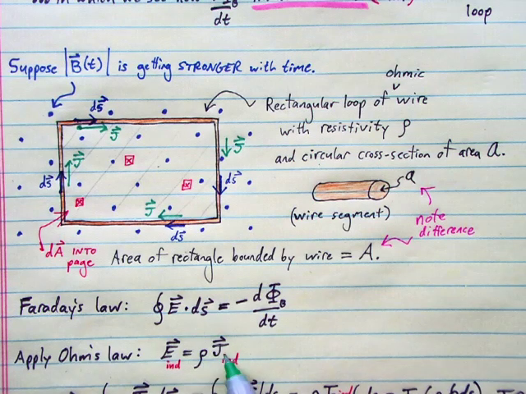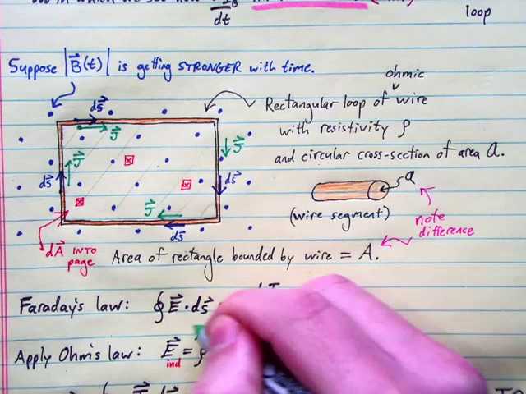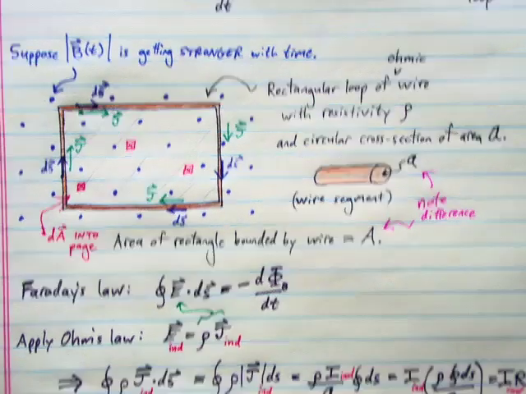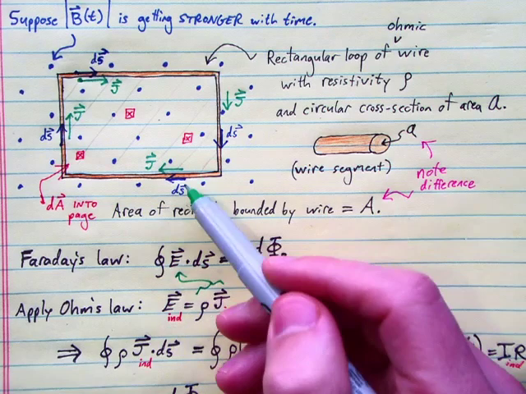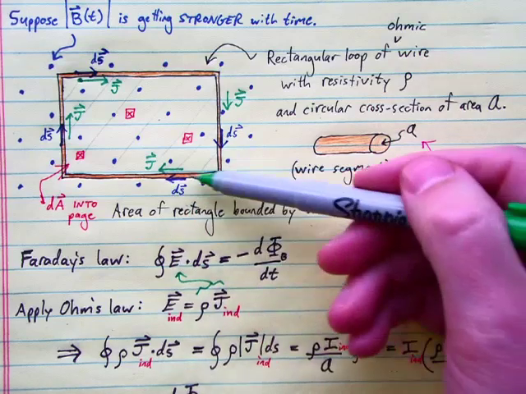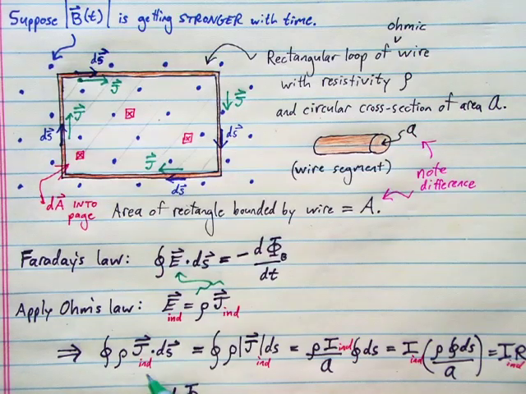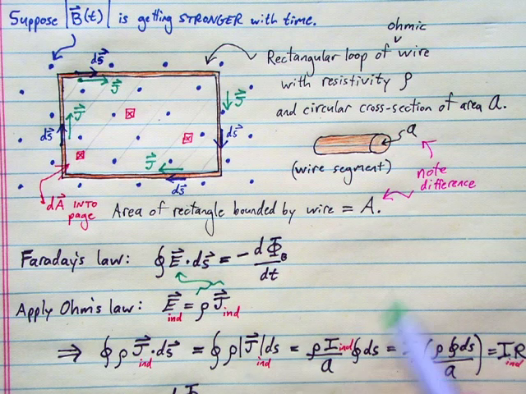Let's sub this into Faraday's law right here. Put rho J in for E. So doing that, rho times J induced, and let's look at this dot product. J and ds are in the same direction. That's by my choice; I picked the ds's to be clockwise this time. So J dot ds just gives us a cosine of 0. So this would be rho times the magnitude of the induced current density times ds.